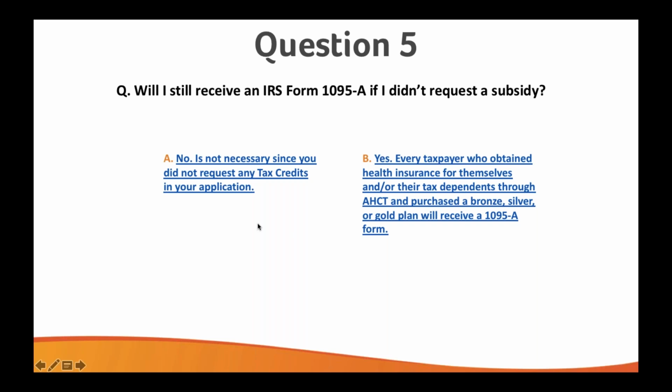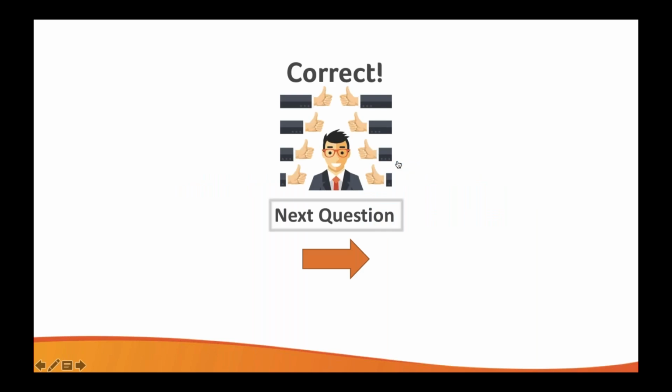What do we got? I think we have mostly B's. B, right. So you definitely, even if you didn't get subsidies, you still have to file that information on 8962, and then you possibly could be eligible to get some tax credits back. So that's why it's important that you make sure you file that.